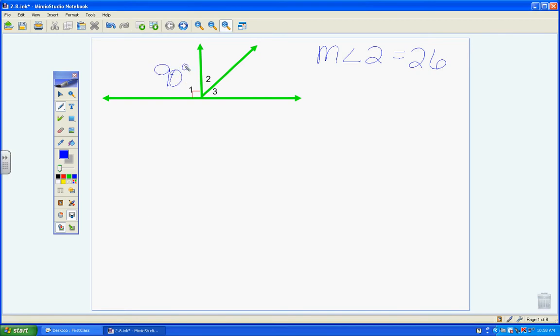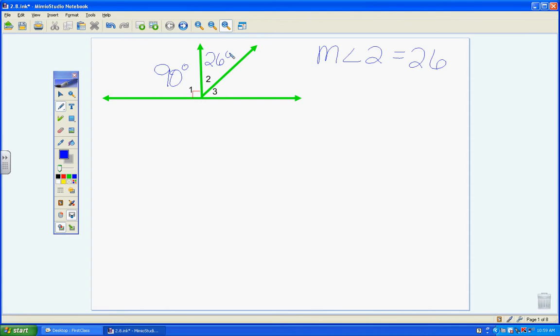All right, the measure of angle 2, we know, is 26. Now, do we know that 2 and 3 are a right angle, total? Yes. Why? Because of the other one. It has to be. Okay, so if the whole thing, all 3 of these together, is a total of what? 180. So if this is 90, the other half over here must also be 90.